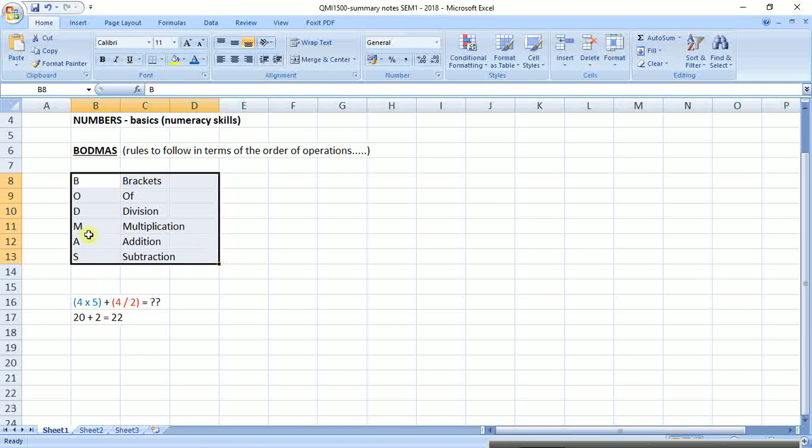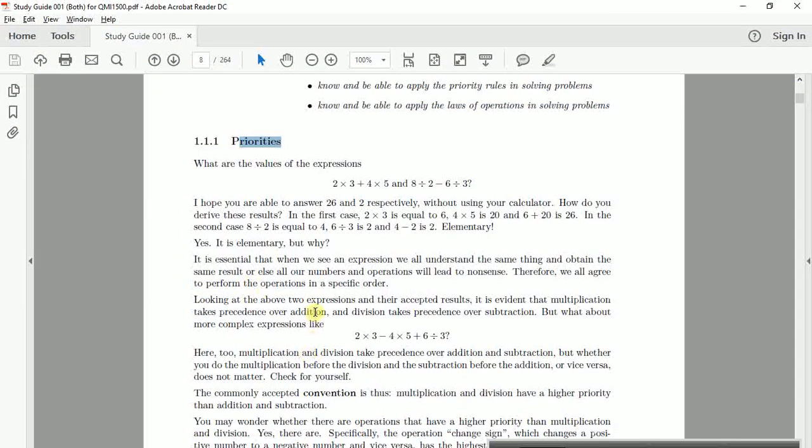Right, so you just need to apply this in case you have to do equations. Okay, left and right hand side equal and so on. Okay, so that's priorities. Priorities talks about the order of operations. So for example here, 2 times 3 is 6, 4 times 5 is 20. So 6 plus 20 gives you 26. Right, there's the answer. If you've gone through the textbook, you would have seen that.